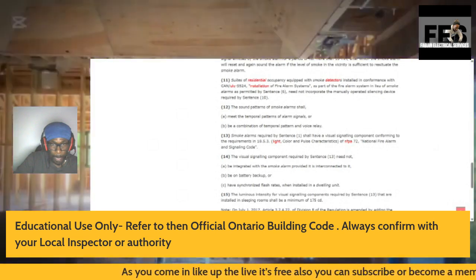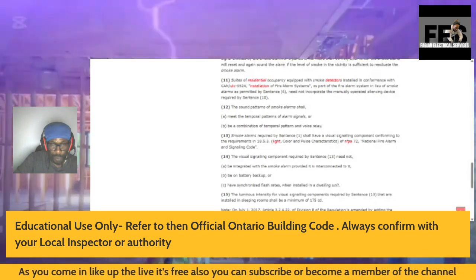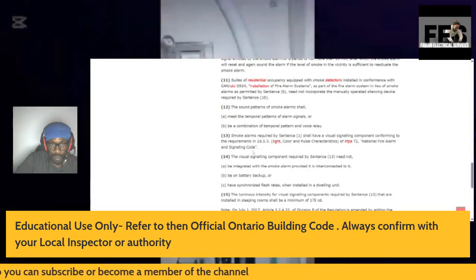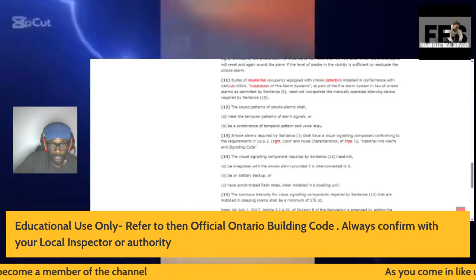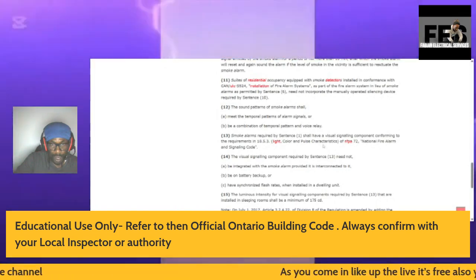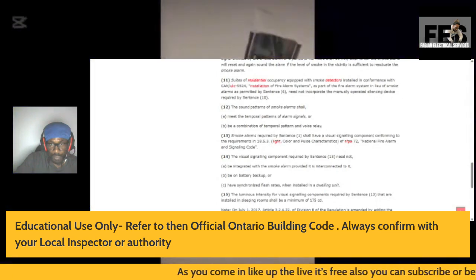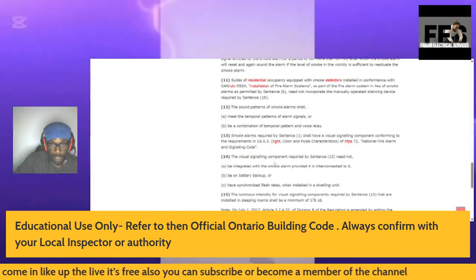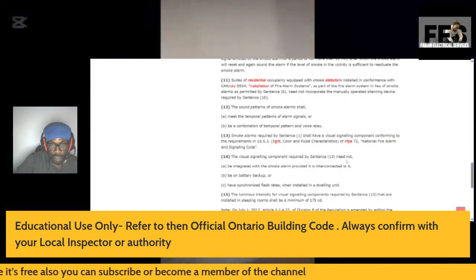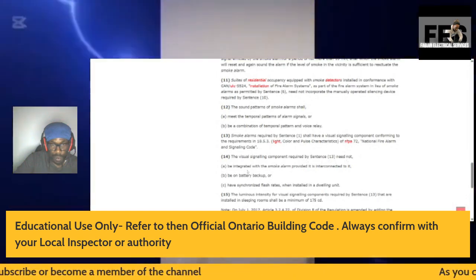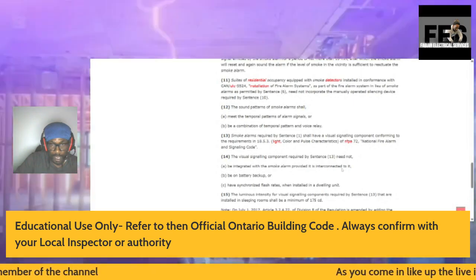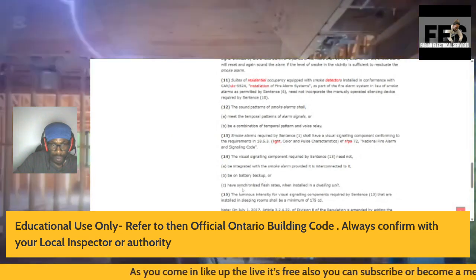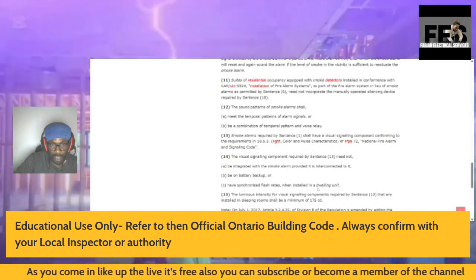Smoke alarms required by sentence 1 shall have a visual signaling component conforming to the requirements in 18.5.3, light color and pulse characteristics, of NFPA 72, National Fire Alarm and Signaling Code. The visual signaling component required by sentence 13 need not be integrated with the smoke alarm, be on battery backup, or have synchronized flash rates when installed in the dwelling unit.